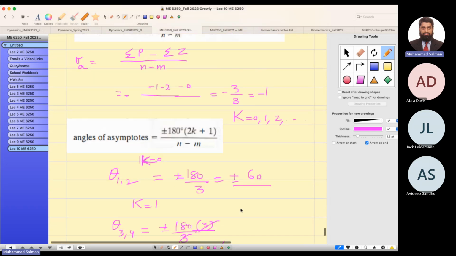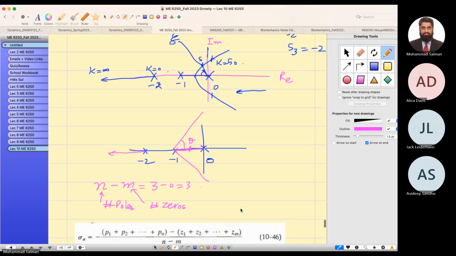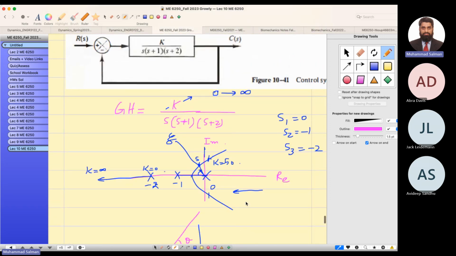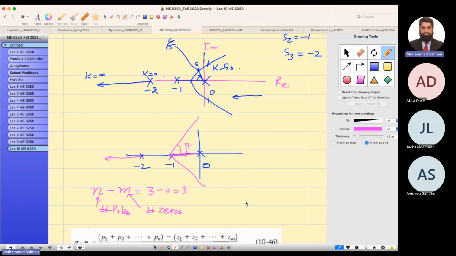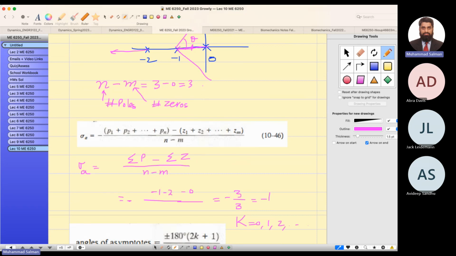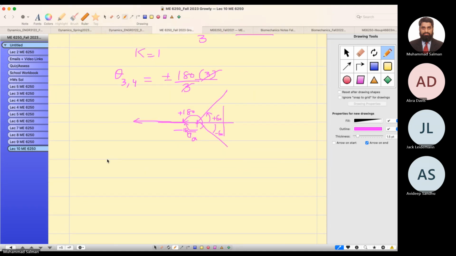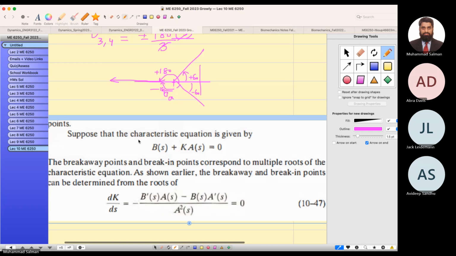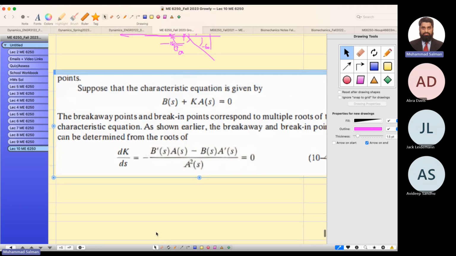So after you draw the asymptotes, how do you find out the breakaway point? The breakaway point is found using this formula. Look over here. Breakaway or break-in points. So let me show you B, and what are B and A? These are the numerators of the transfer function.